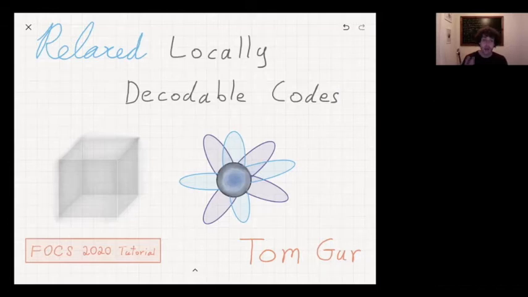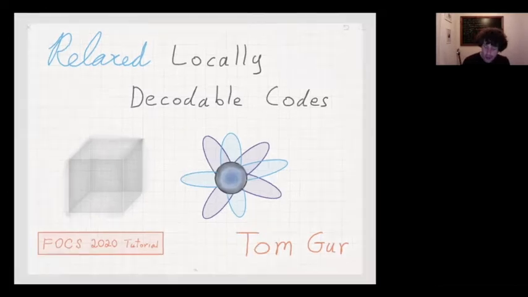So in this tutorial, we'll tell you a little bit about what this notion is and why it is useful. We'll show you how to construct locally decodable codes. We'll show you how to prove lower bounds, which show the limitations, and hopefully show you why they are useful and how you might be able to use them to solve problems in your own research. Okay, so without further ado, let's start.